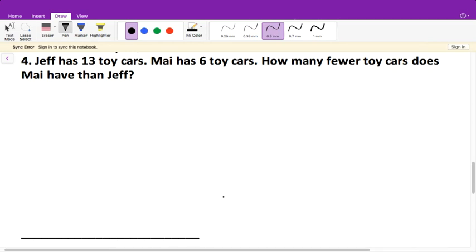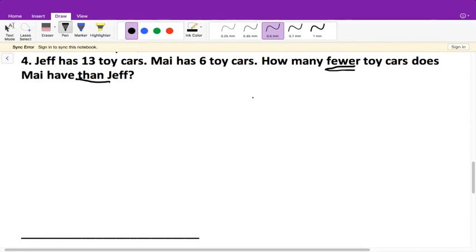Okay, number 4. Jeff has 13 toy cars. Mai has 6 toy cars. How many fewer toy cars does Mai have than Jeff? Okay, instantly I see fewer, and when I read the problem, I see how many fewer toy cars does Mai have than Jeff, then fewer than. That's telling me this is a compare problem.